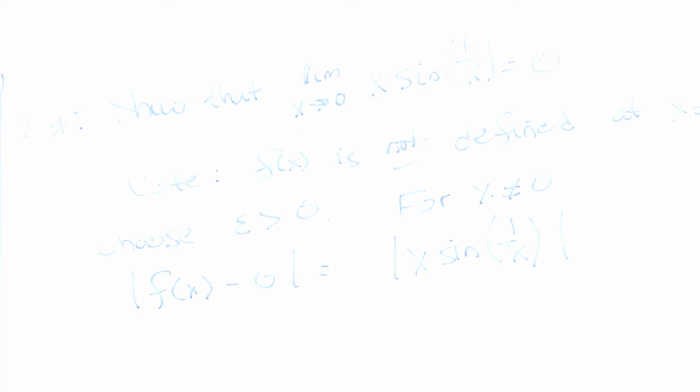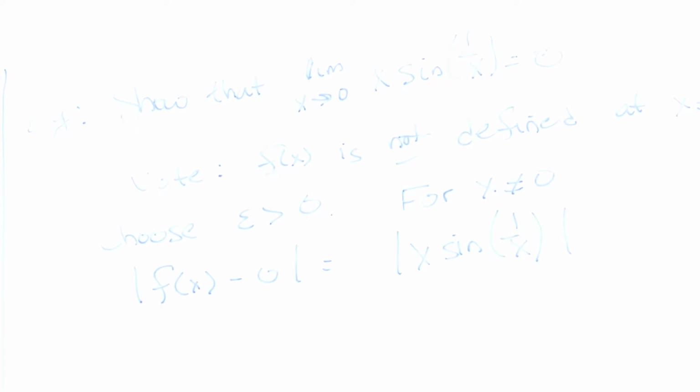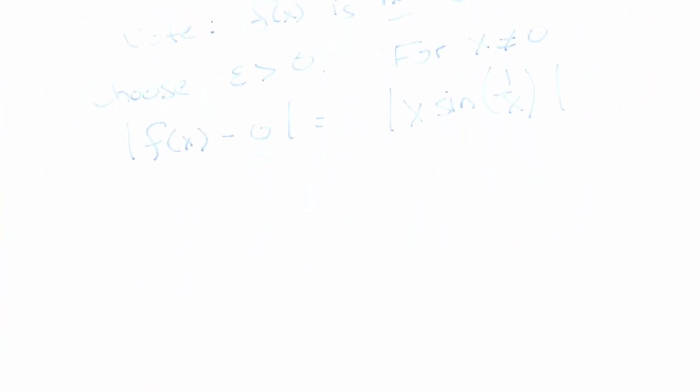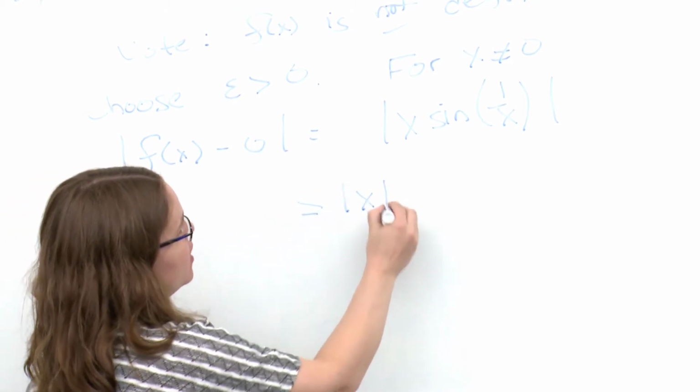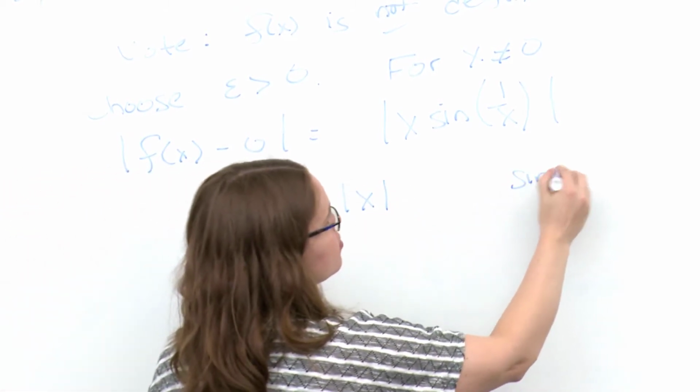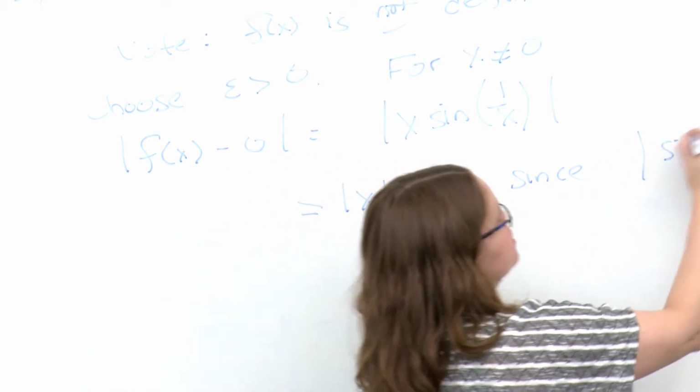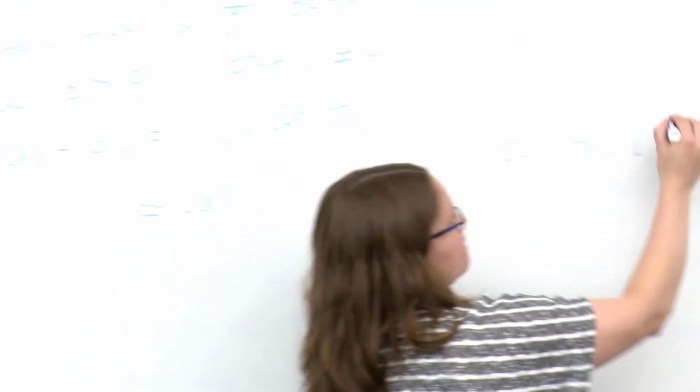All right, so how's my simplification step going to work out here? I can bound it. How can I bound it? We know that the sine function is going to be oscillating like crazy. I have no idea what value it's going to take on, but it's never going to get bigger than 1 in magnitude. Exactly. So we know that this is less than or equal to the absolute value of x, since the sine function is never going to exceed 1.